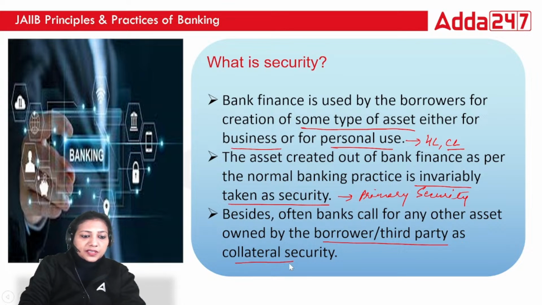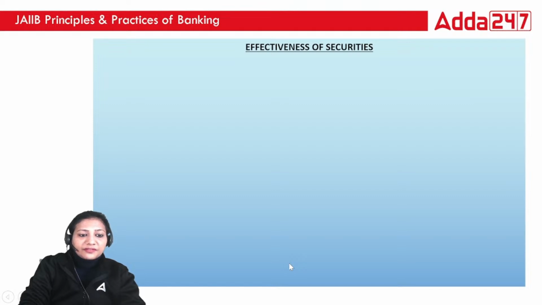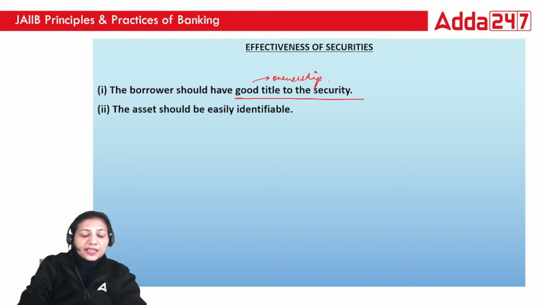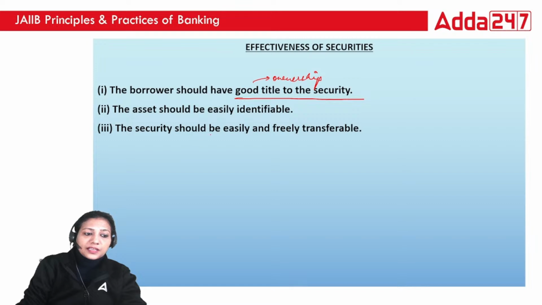So next comes, what are the effectiveness of securities? What effectiveness should we expect from the securities which we are taking from the customer? First is that there should be a good title to the security. Good title to the security means that the ownership should lie with the customer himself to whom we are giving the loan. Second is, asset should be easily identifiable. You should be able to identify which asset we are taking as security.